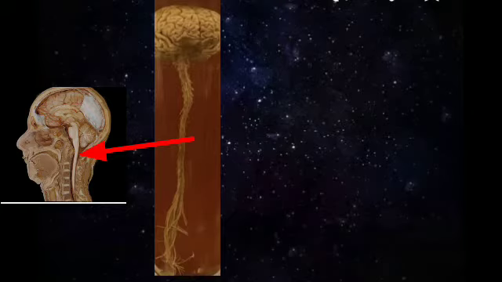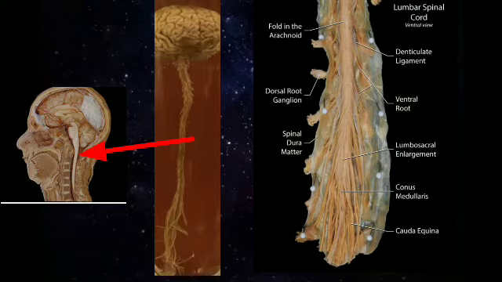Remember, the lower end of the spinal cord terminates as a conical end, that is called conus medullaris. So as an external feature, you can identify the conus medullaris at the lowest end.